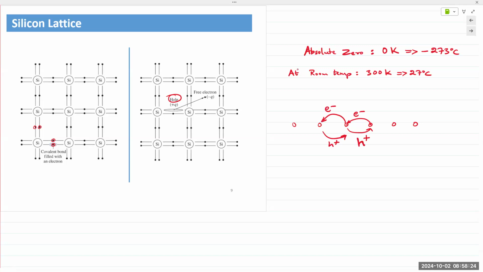Yes, opposite. To think about it, the electron fills the hole, and by doing that, it creates a new hole. Yes, that's exactly what happens. That is exactly what happens.